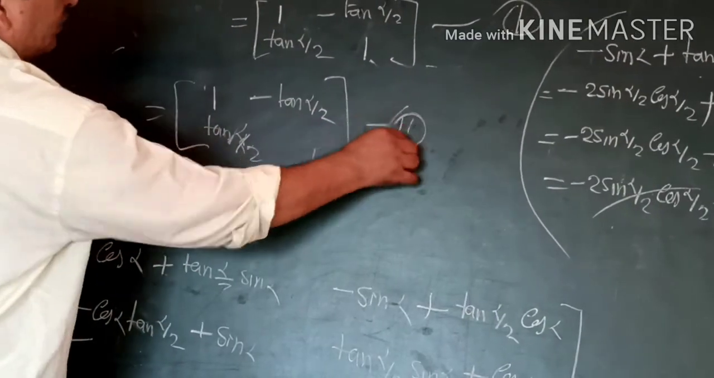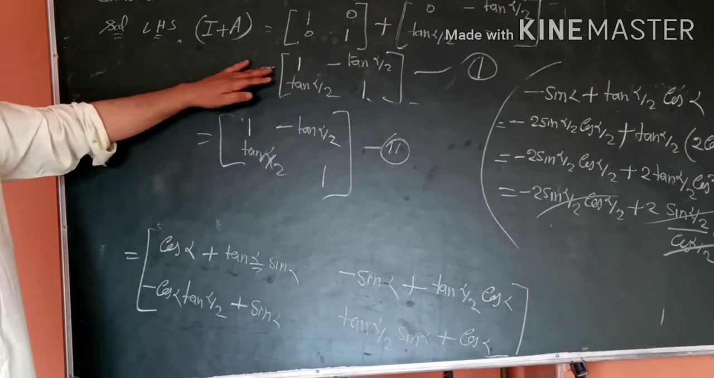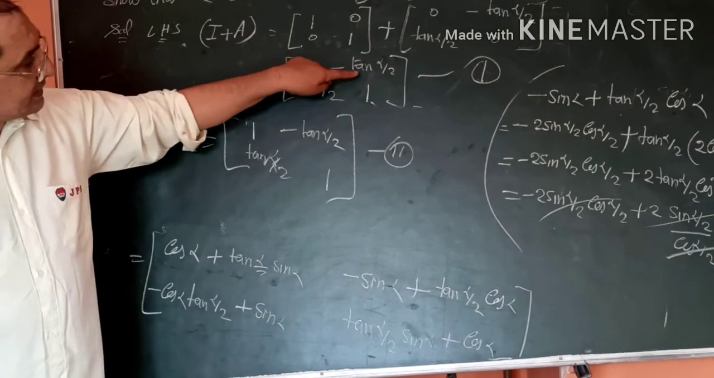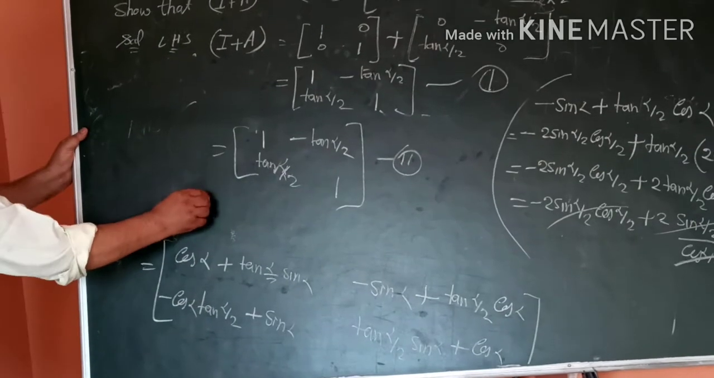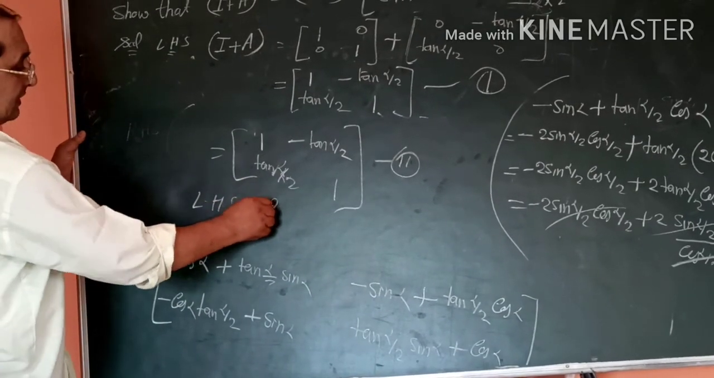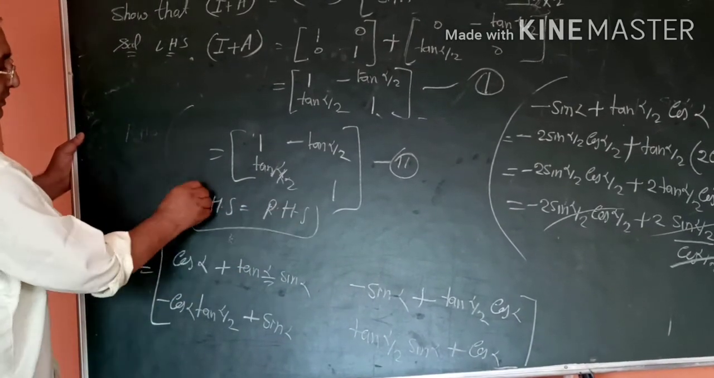This is equation number 2 from the right hand side. Now we can match both of them. One is 1, minus tan(alpha/2), tan(alpha/2), 1, and this one is this. So left hand side equals right hand side, which is proved.